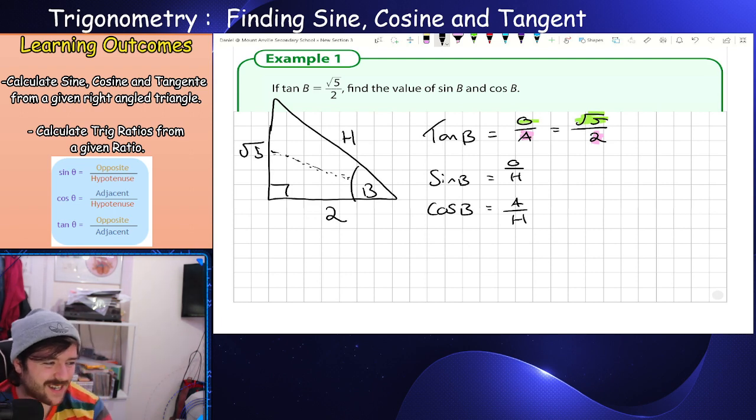I sound really posh when I say hypotenuse. Hypotenuse. Anyway, tangent aside.